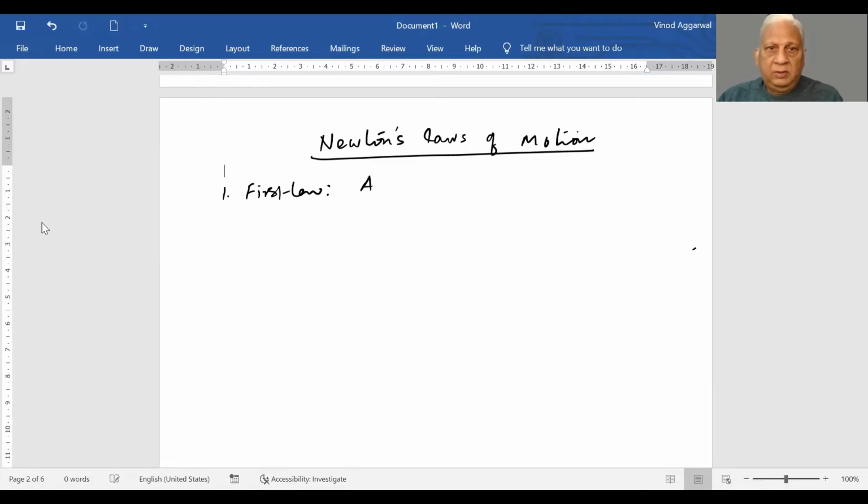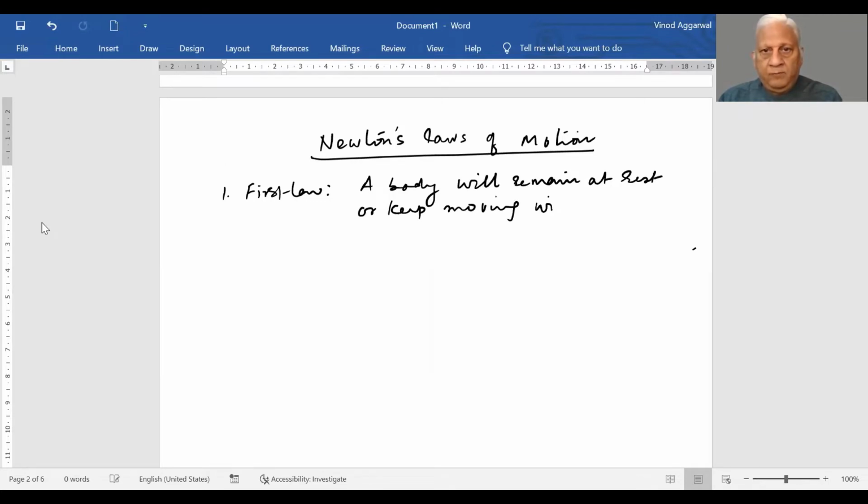it says a body will remain at rest or keep moving with constant velocity unless acted on by a force.